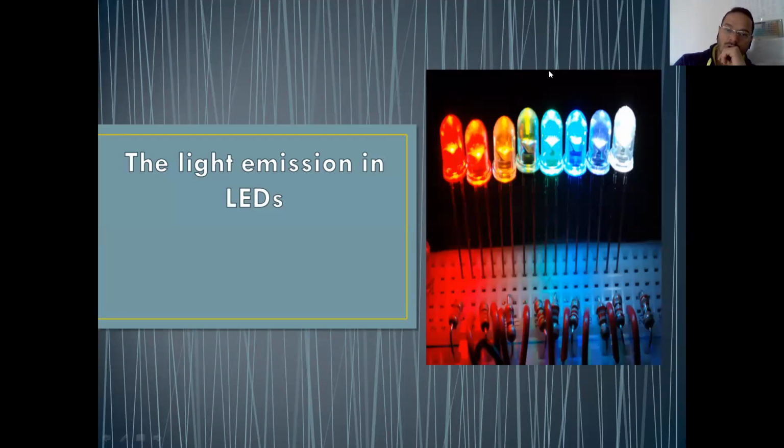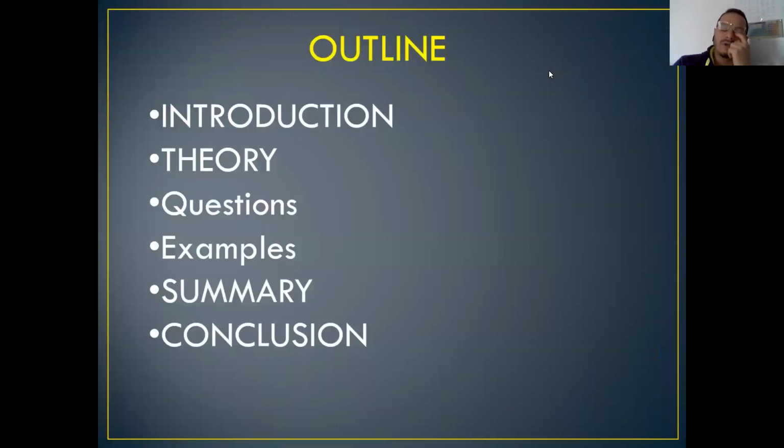We will try to solve two examples to learn how we can use the wavelength equation and how we can link the wavelength and the energy band gap. Why the energy band gap is very important to us, how we can determine what color we will have from the energy band gap, and many other important information like that. Let's go to the introduction.